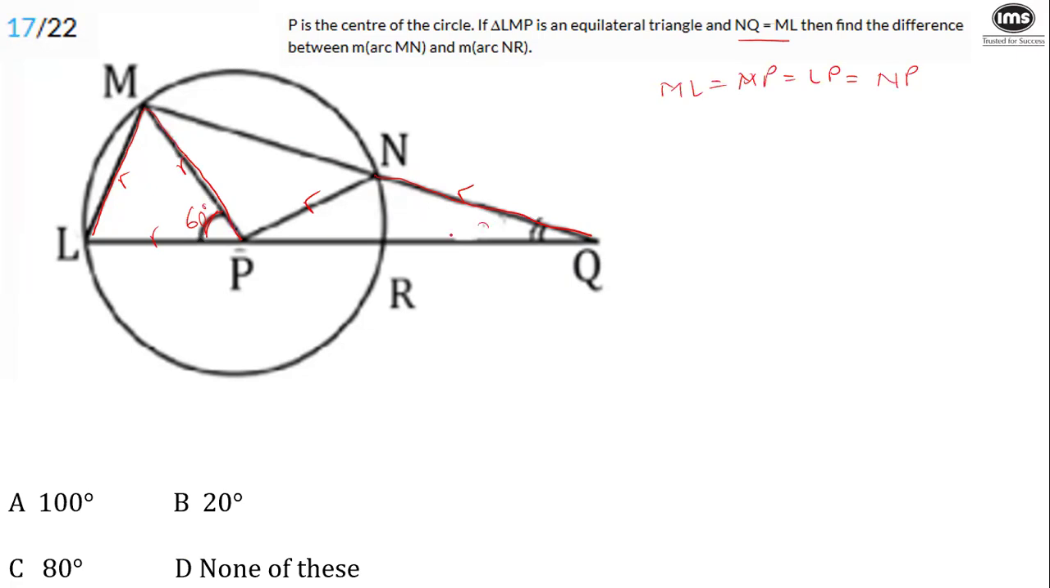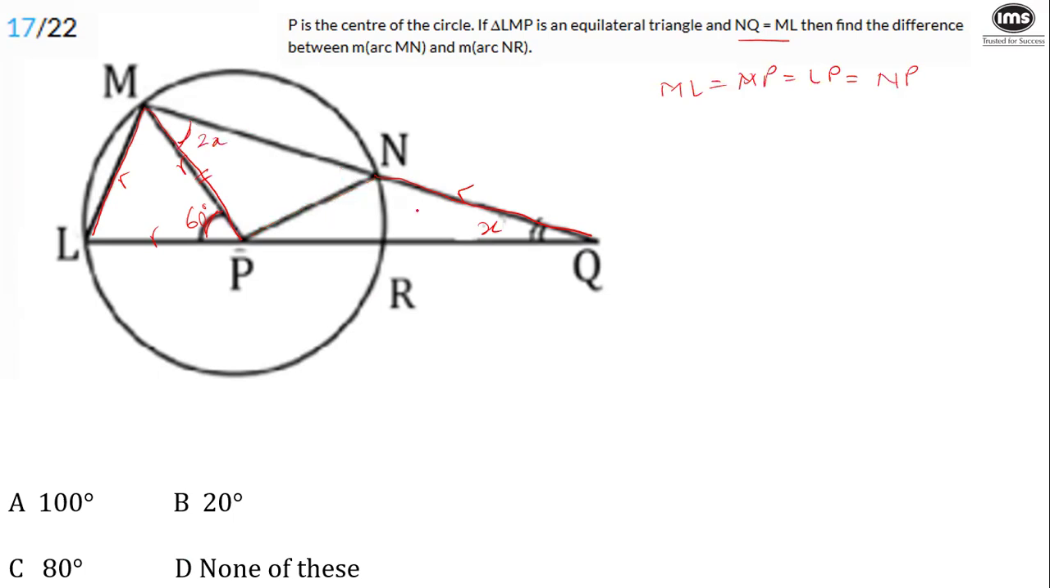If this angle is x, this angle would also be x. And the exterior angle here would be 2x. Now again, this is an isosceles triangle here. M and P is an isosceles triangle. This is the radius, this is also radius. So this angle would also be 2x.